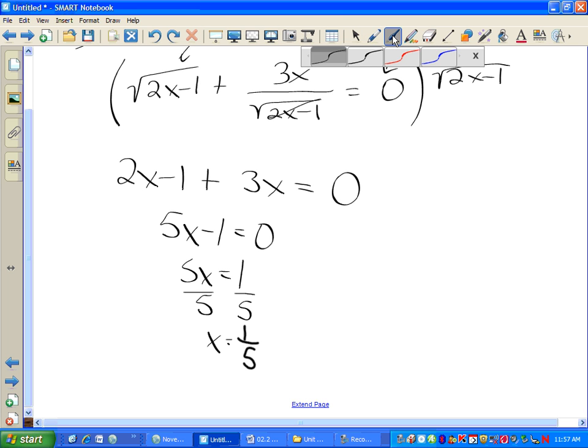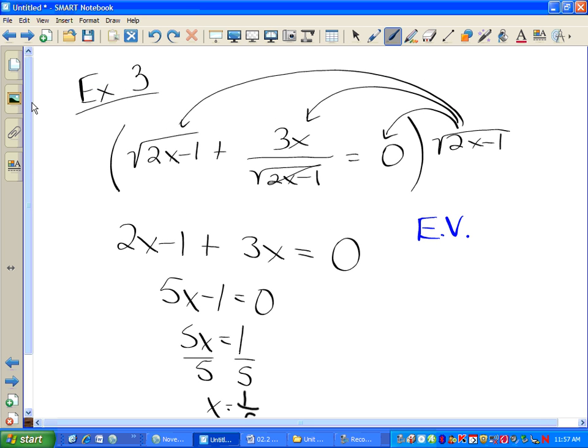Okay, so let's talk about our excluded value. Let's go back and look at the original. What would make this undefined? There's more than one thing this time. Look at this first term right here. Is there anything that would make that undefined?